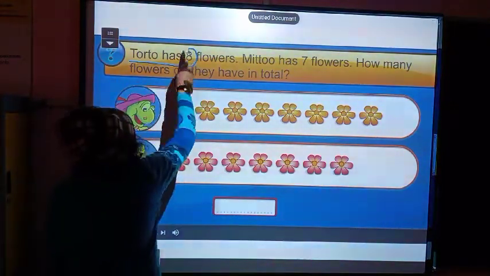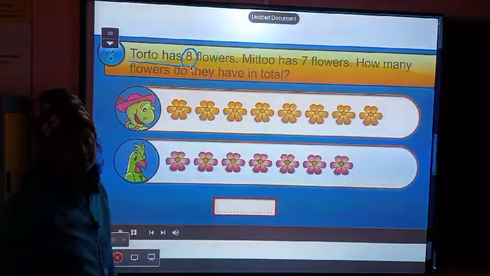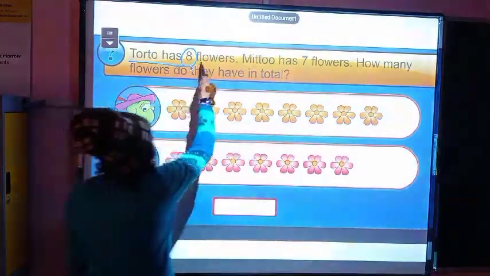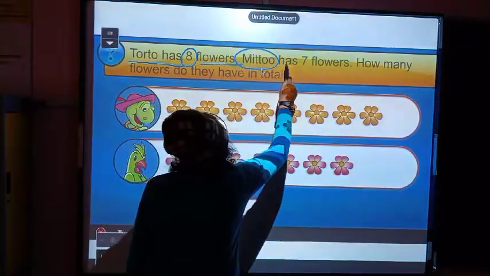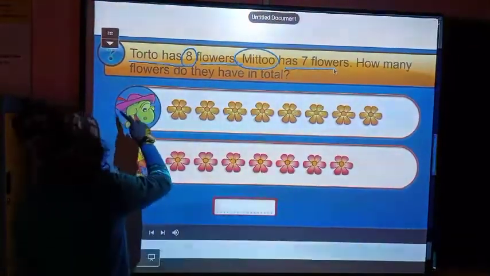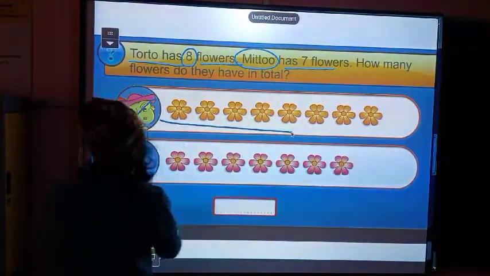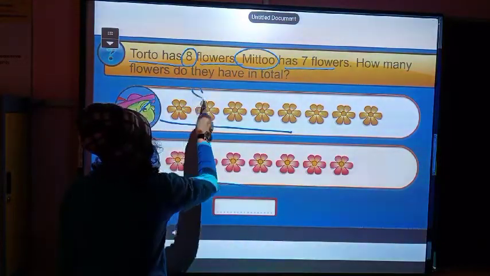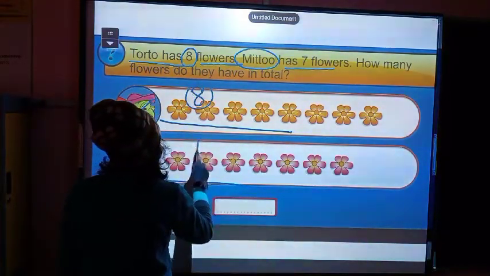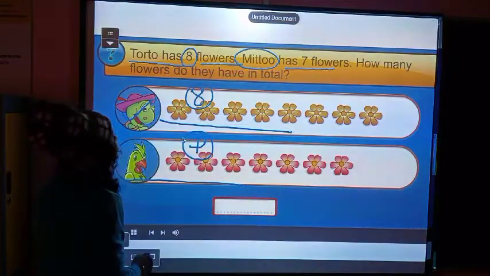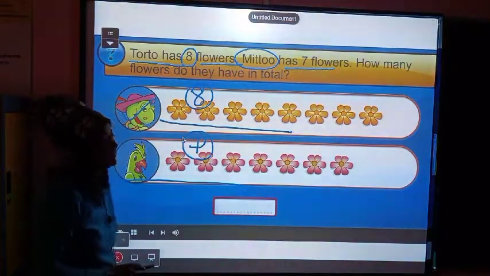Toto has 8 flowers. How many flowers does Toto have? 8 flowers. Mitu has 7 flowers. Total number of flowers: Toto 8, Mitu 7. How many flowers do they have in total?